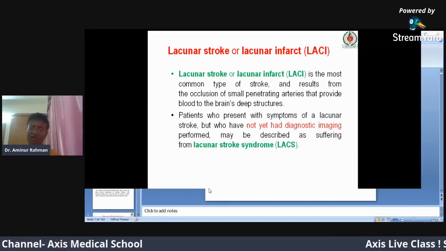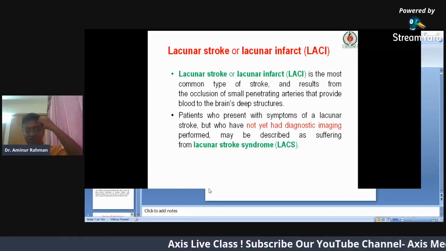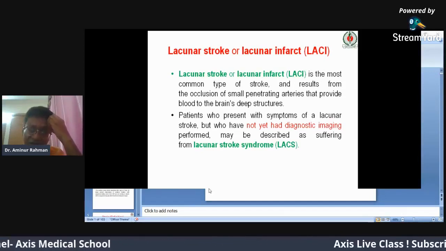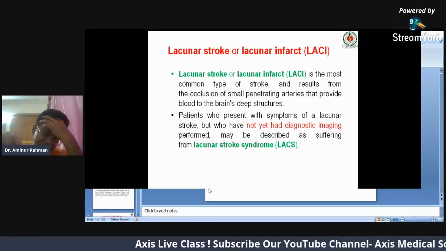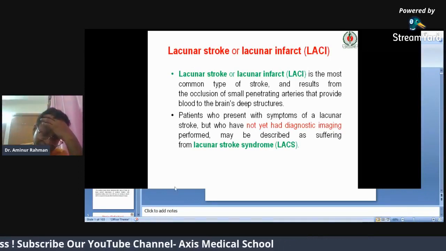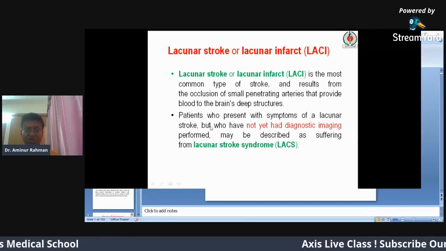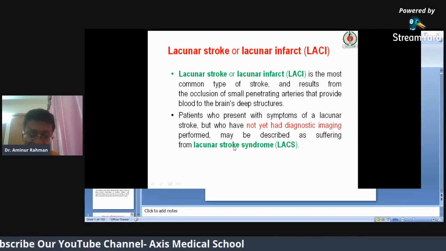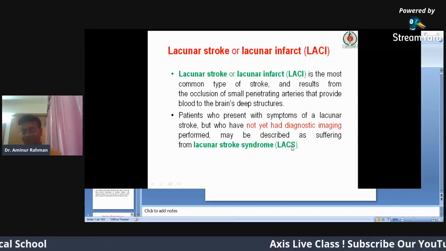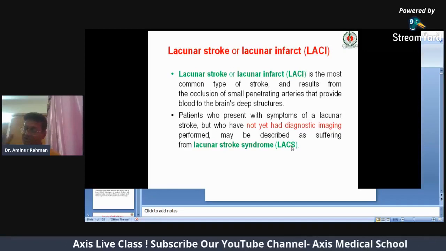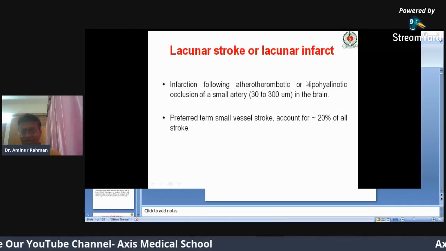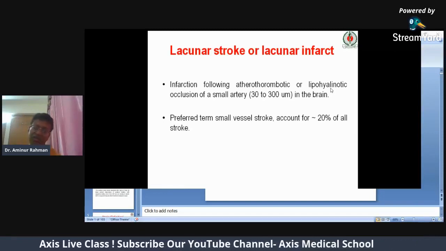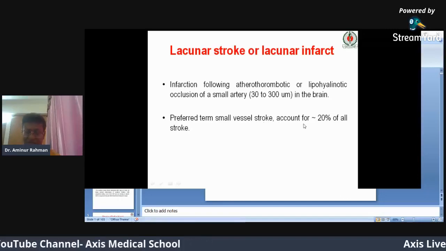Another term is lacunar stroke. Lacunar stroke or lacunar infarct is the most common type of stroke. It results from the occlusion of the small penetrating arteries that provide blood to the brain's deep structures. What do you mean by lacunar? Lacunar means a small pond surrounded by land. Patients who present with symptoms of lacunar stroke but have not yet been diagnosed by imaging may be described as suffering from the lacunar stroke syndrome, LACS. So for lacunar stroke, you must go for neuroimaging for diagnosis. Infarction is followed by atherothrombotic or lipohyalinotic occlusion of the small arteries in the brain, and the preferred term is small vessel stroke, accounting for 20% of all stroke.